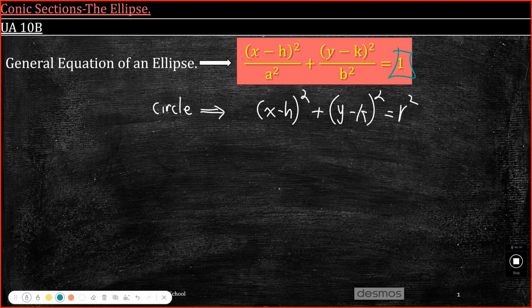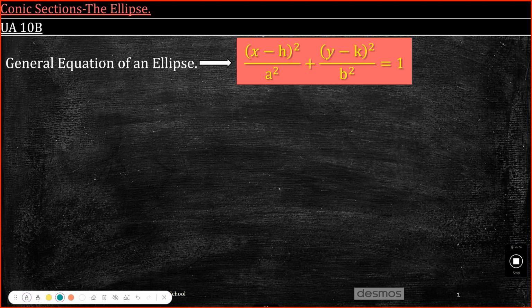So what's going to happen now is that everything's going to change. Everything's going to equal 1 for sure. If it's an ellipse, it will equal 1. And then these would depend on what these values would be.